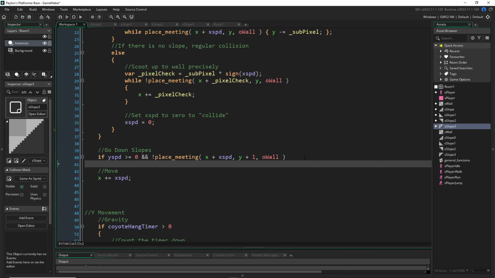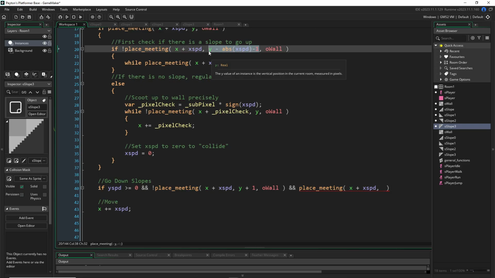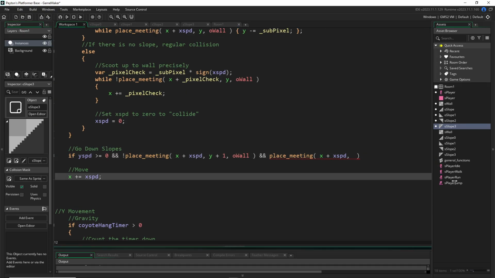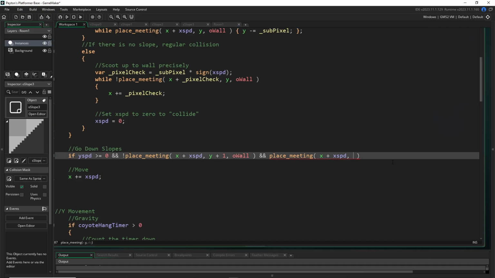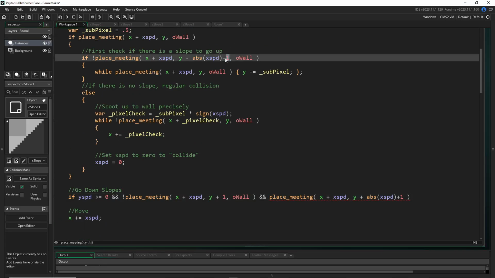Then we can add one more check and say, and there is a place meeting of our X plus our X speed. And this is just going to be the exact opposite of this right here, right? Instead of checking upwards for space, we're checking downwards for a wall. So that'll be our checking downwards. So our Y plus, again, the absolute value of our X speed. We'll add a little pad again, like we did up here. We'll add one more pixel to pad down for the same reason I said, just kind of smoothing things out with a wall.